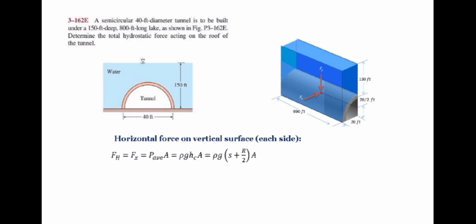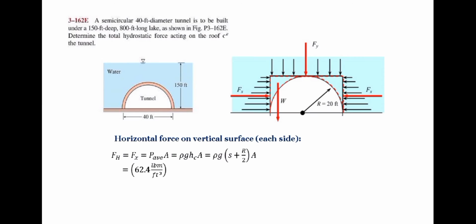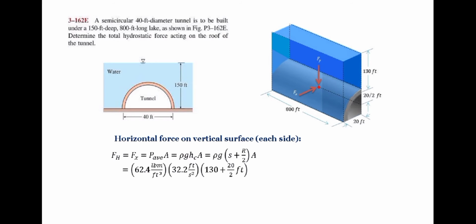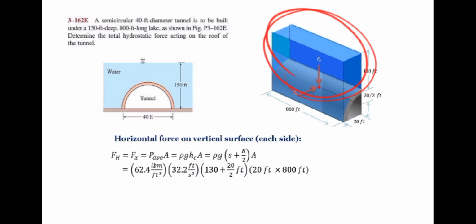Now let's plug in the values of our variables. The ρ, which stands for the density of the water, is equal to 62.4 pound mass per cubic feet, times 32.2 feet per second squared, which represents g, the gravitational acceleration, times the value of s plus r over 2, which is 130 feet plus 20 over 2 feet, times the area of half of the liquid block, which is 20 feet times 800 feet.